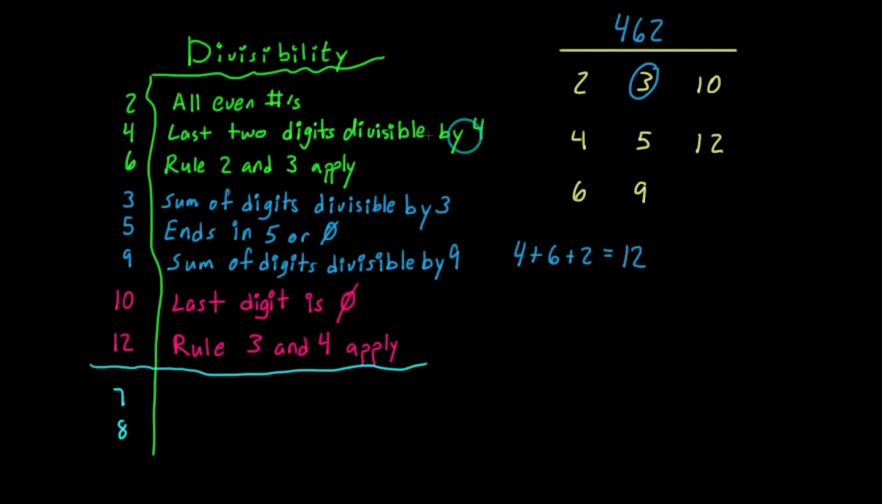Well, the rule of 4 says the last 2 digits is divisible by 4. So is 62 divisible by 4? Well, the number that you would get if you divide 62 by 4 is 15.5. Therefore, the rule of 4 doesn't work. Since the rule of 4 doesn't work, rules 4 and 3 don't work together. Therefore, the rule of 12 does not work.